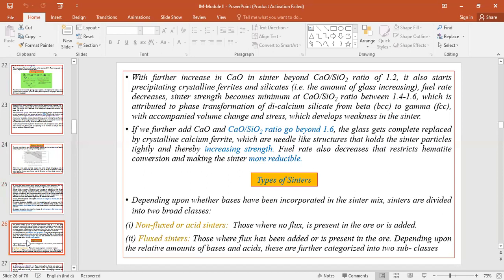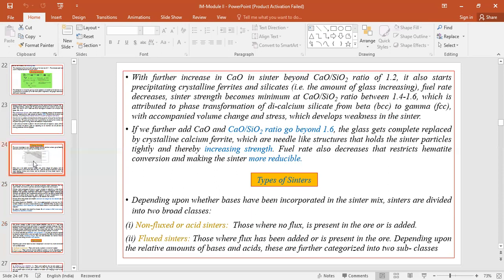Still, if you increase the basicity from 1.2 to around 1.4 to 1.6, there is a possibility of dicalcium silicate formation, which may weaken the sinter.